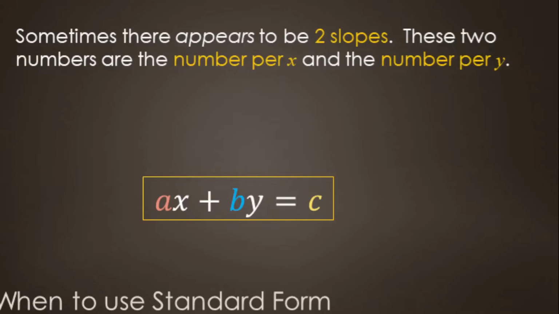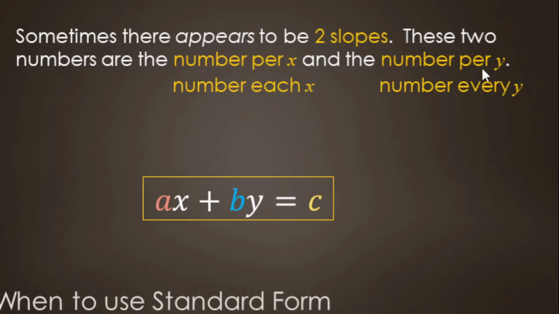So here we go. Sometimes when we have scenarios and situations that come up, there appear to be two slopes. And so you'll notice the wording on the word problem. It'll be numbers per x, numbers per y, or in some examples, numbers each x or each y or every y. So per, every, each, that's telling you that there is a rate type idea going on.